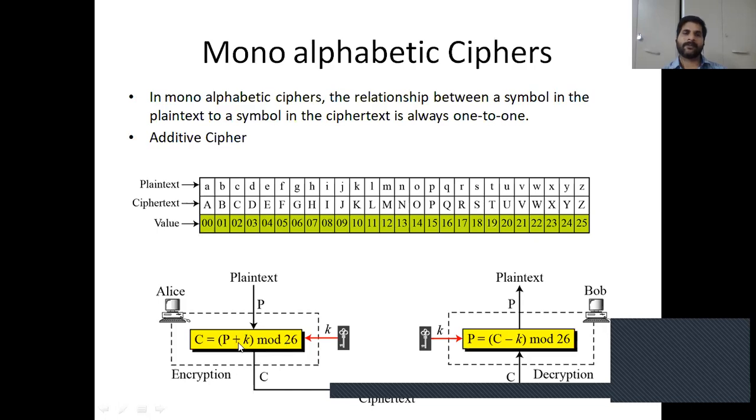Now, using this monoalphabetic substitution cipher, the message is encrypted into another form, and this ciphertext, the encrypted message, is transferred to Bob. Bob receives this ciphertext and decrypts using P equals C minus K mod 26, that is, he decrypts the message using the reverse algorithm of the same key and obtains the plain text.